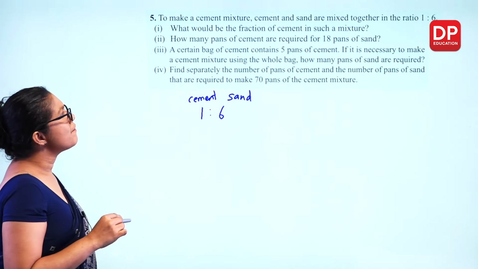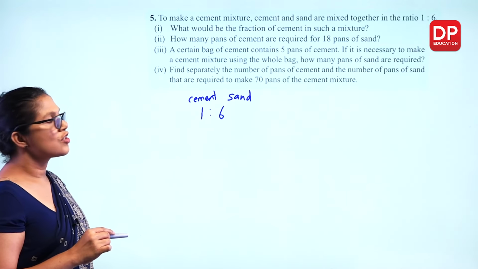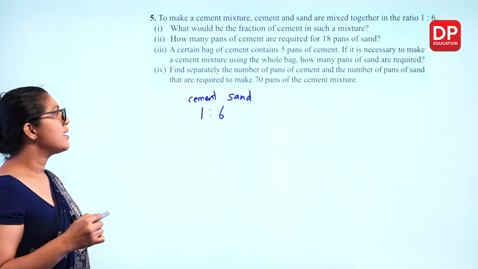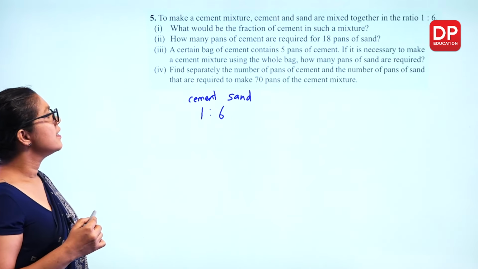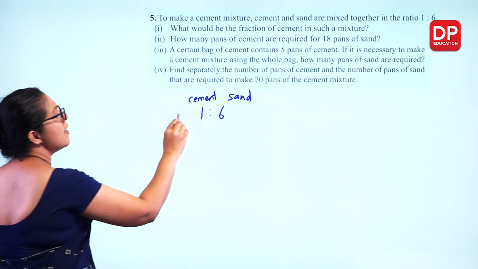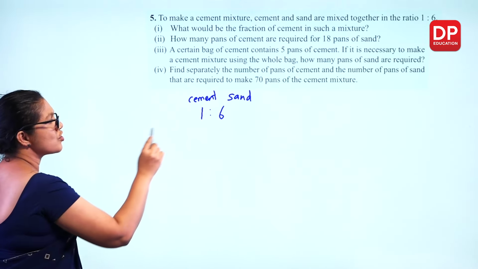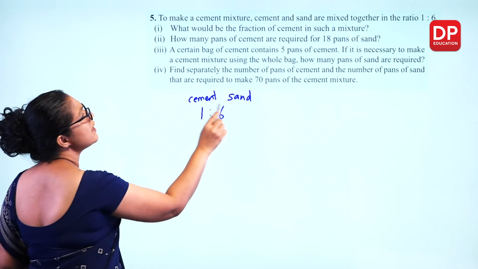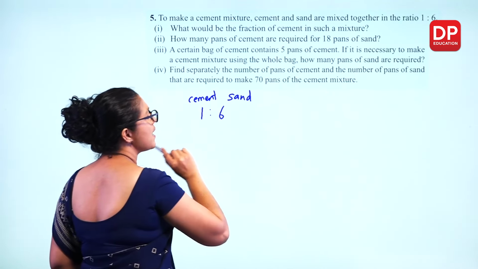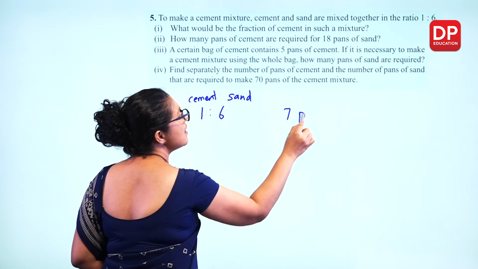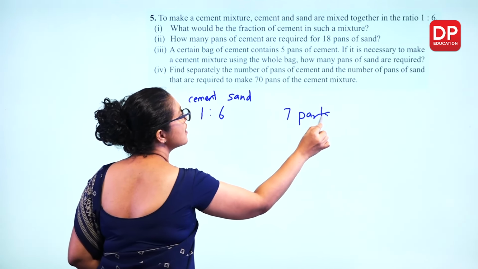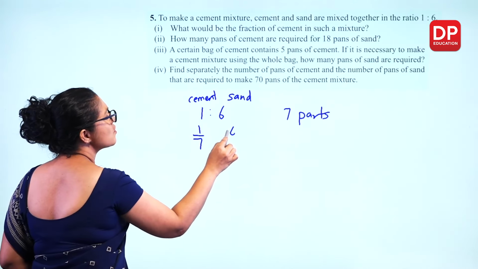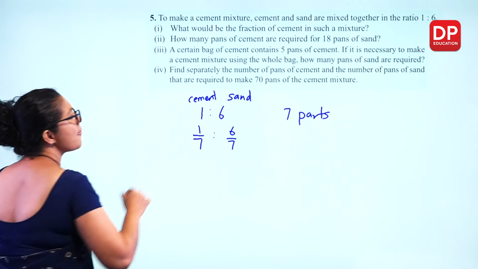What would be the fraction of cement in such a mixture? So how can I find this one as a fraction? Here, to find the fraction, you need to find the total. So the total is 1 plus 6, 7 parts. As a fraction, we can write 1 over 7 for cement, 6 over 7 for sand.